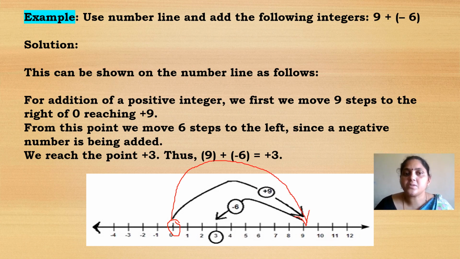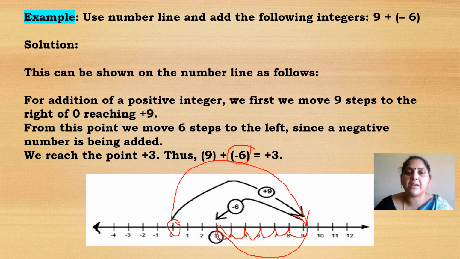Now, from this point, we move 6 steps to the left since a negative number is being added. What is our addition number here? Minus 6. So what we have to do is come back 6 steps. How many steps? 6 steps. If you see here, 1, 2, 3, 4, 5, 6. That is minus 6. So we are coming back 6 steps.